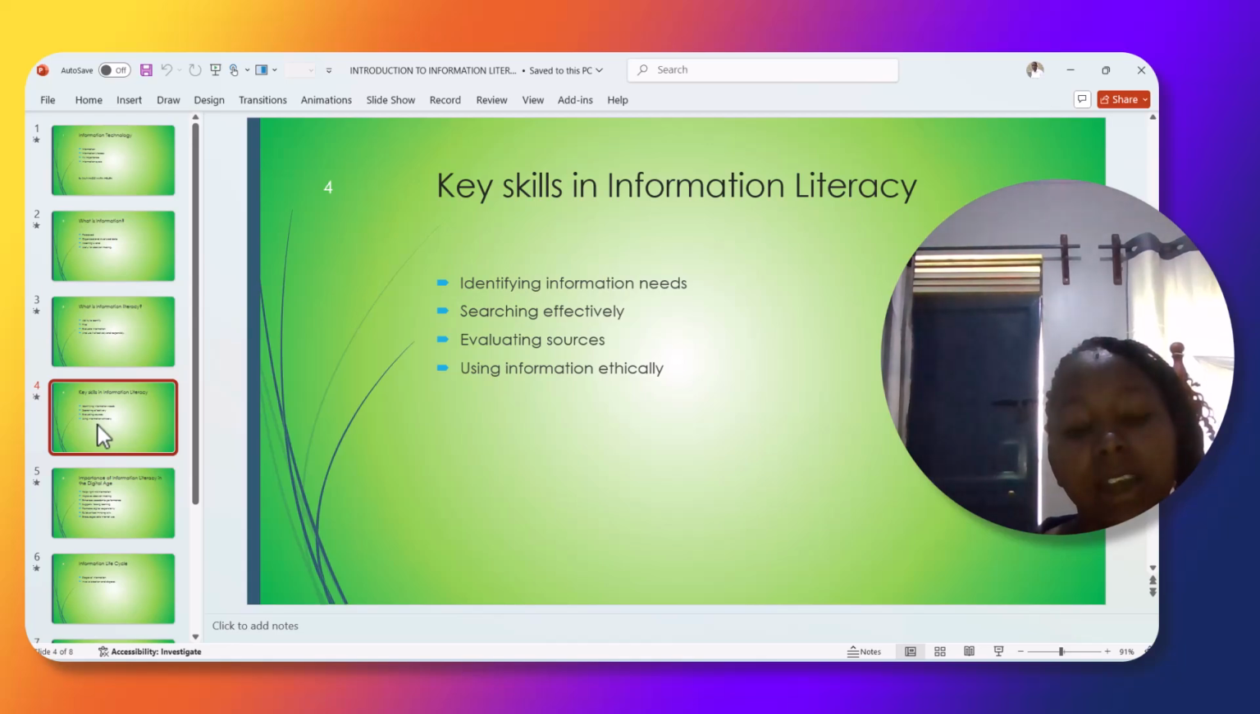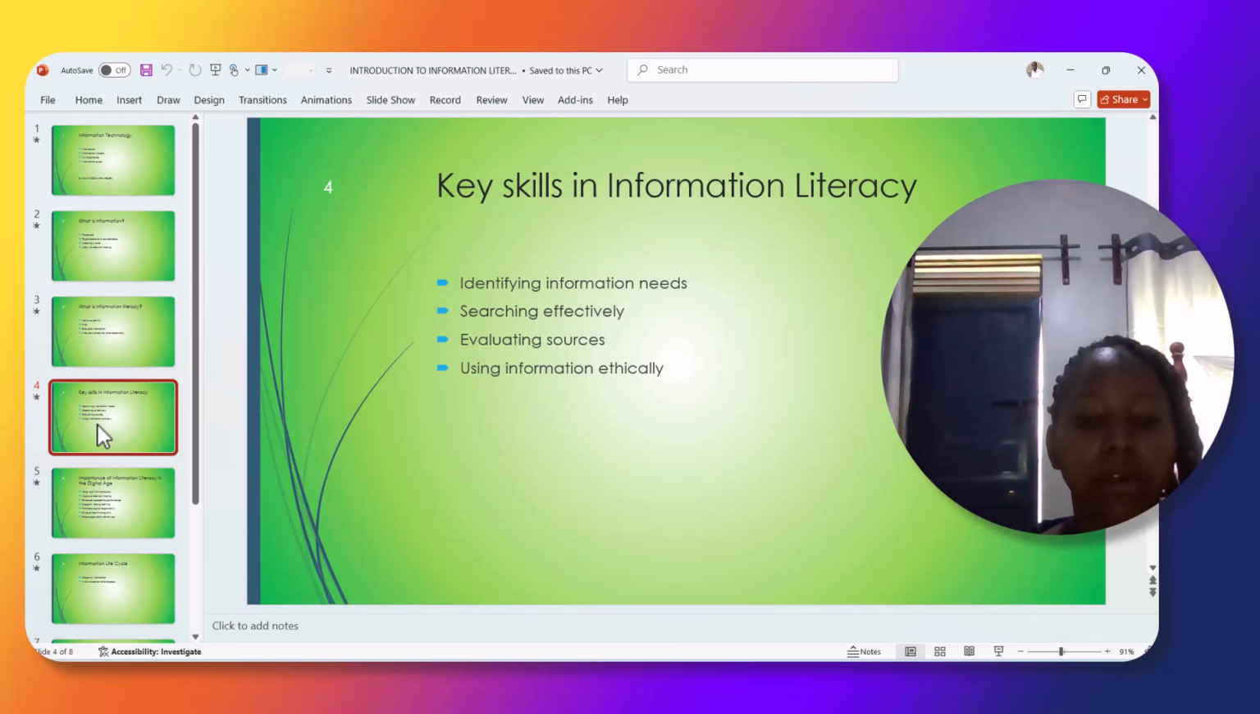Then searching effectively involves looking for information, like finding information about the topic that you are going to talk about or that you're going to tell the public. Then evaluating sources.